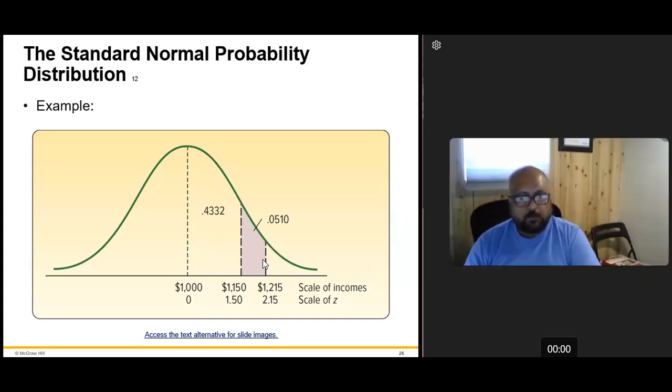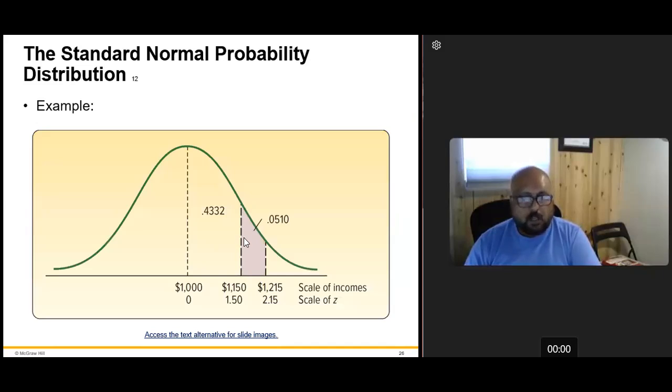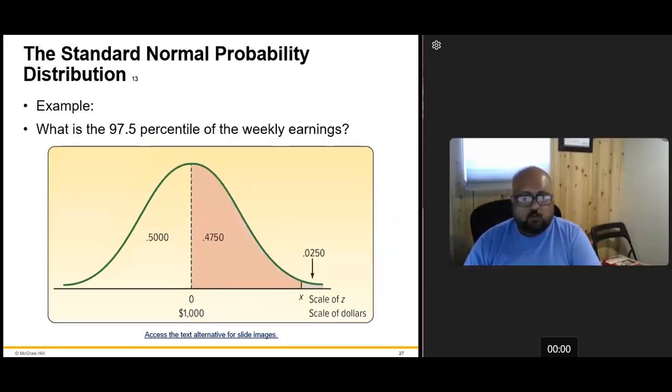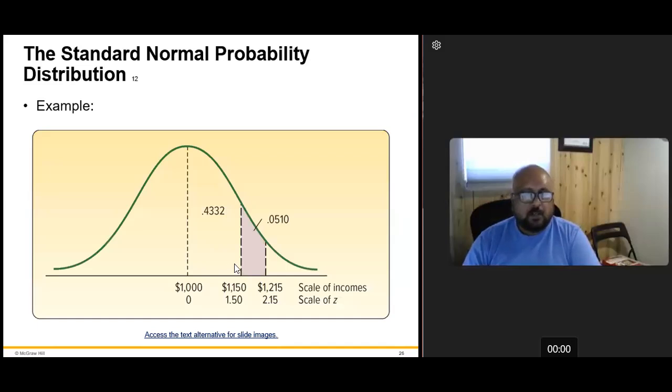Now for 1.5 we have 0.4332, which is this dotted line, all the way up to this midpoint here. So what we need to do is subtract the area for this Z2 from the area for 1.5 to find the shaded area. When we do that, the shaded area we got is 0.0510, right?